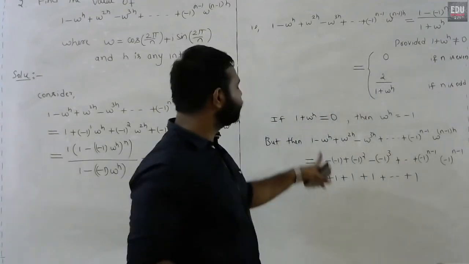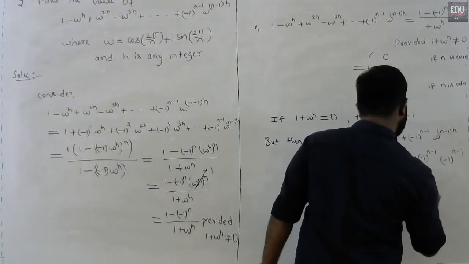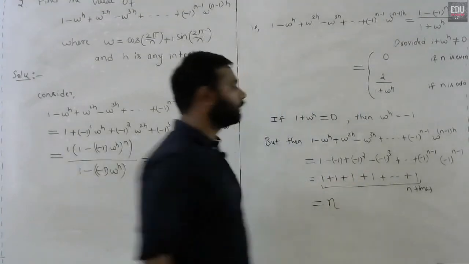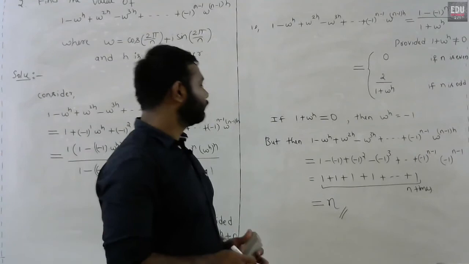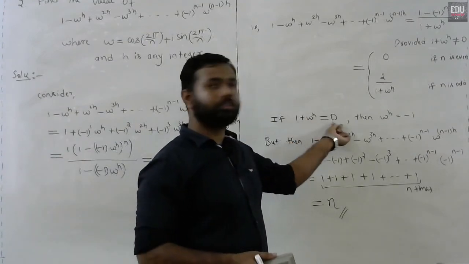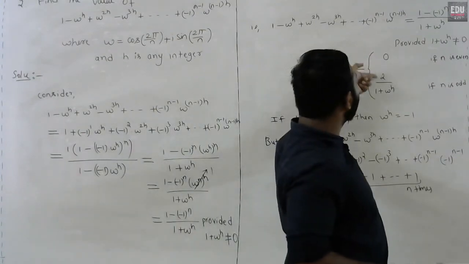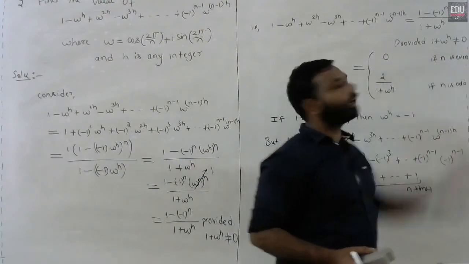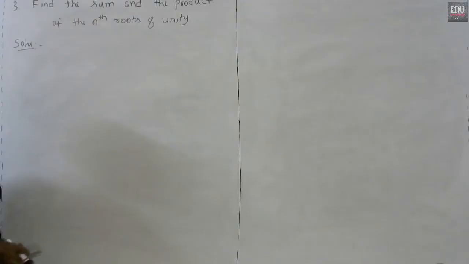So whatever the value of this, the square will be plus 1. So how many terms? It is n times. So 1 added n times is n. So the value of the sum is n if 1 plus omega power h is equal to 0. And the value of the sum is either 0 or 2 by 1 plus omega power h if 1 plus omega power h is non-zero, and which completes this problem.